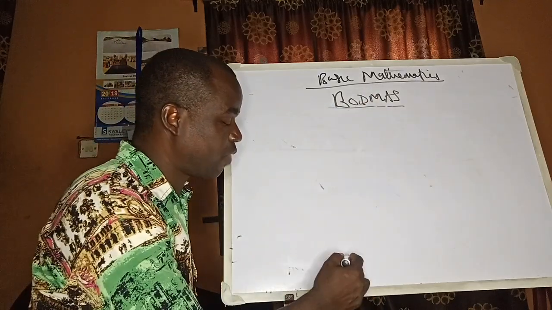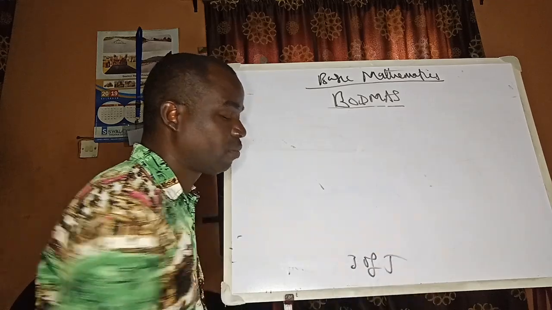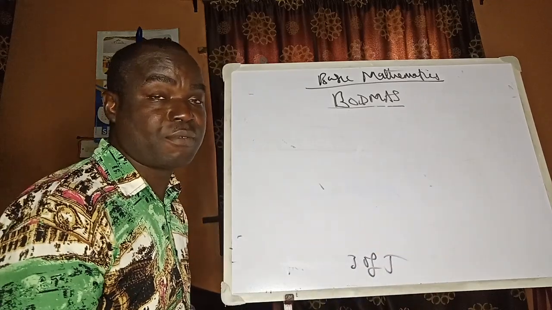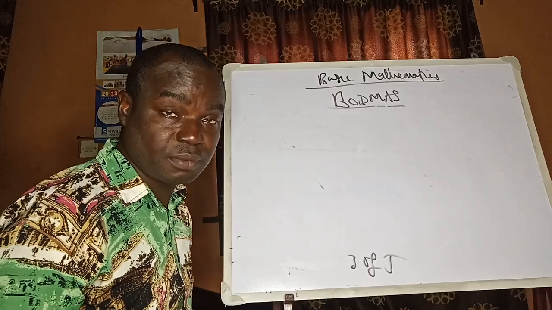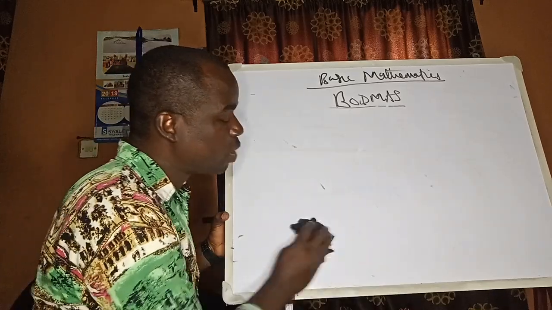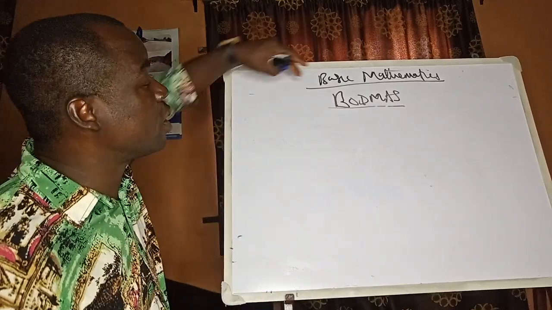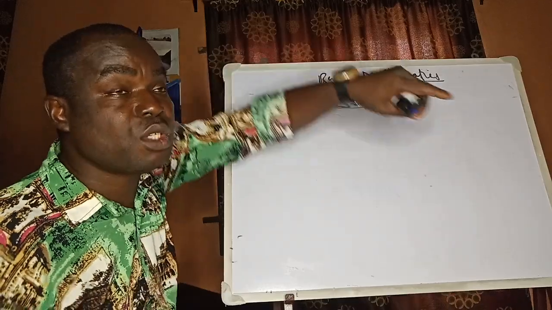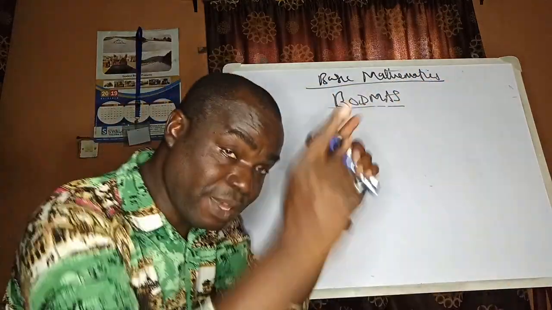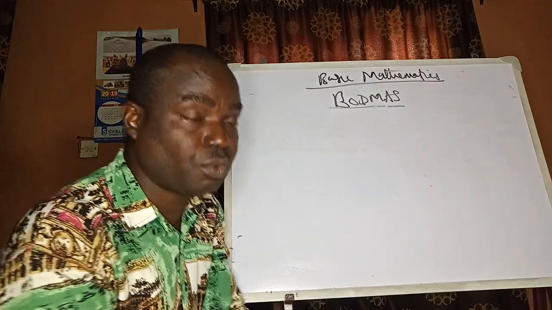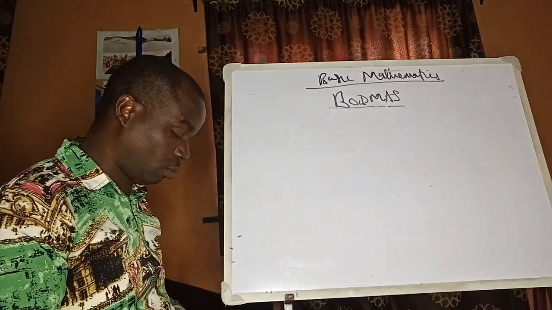Something like if I say 3 of 5, 3 of 5 means 3 times 5, which is 15. Okay, so let's quickly now look at some examples. And this one is bracket. Bracket means if you see anything that is inside the bracket, do it first before you do anything you want to do.